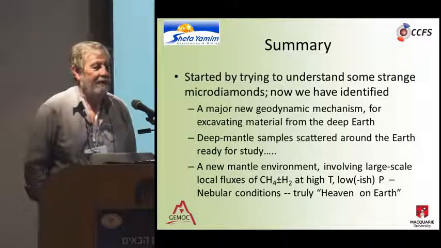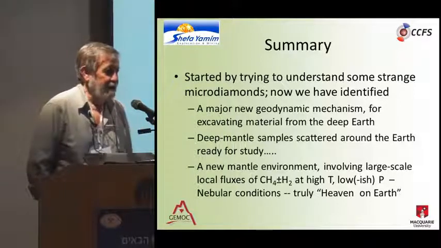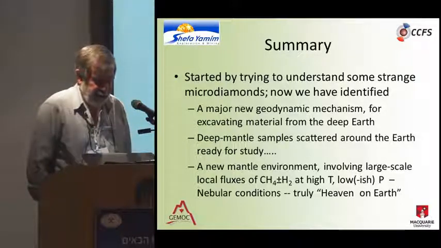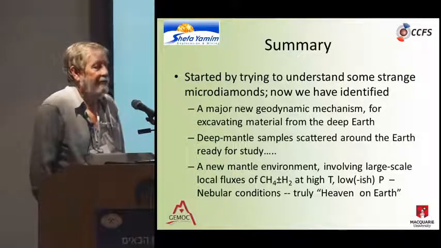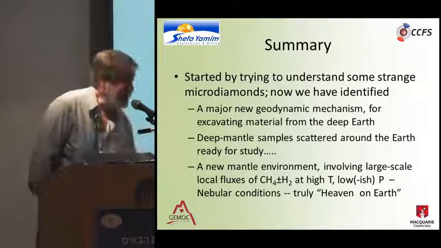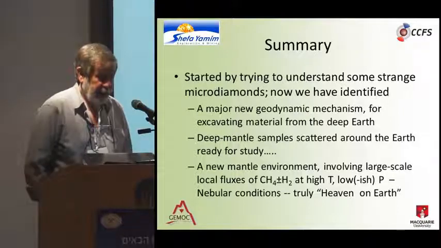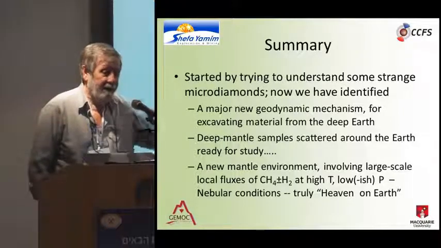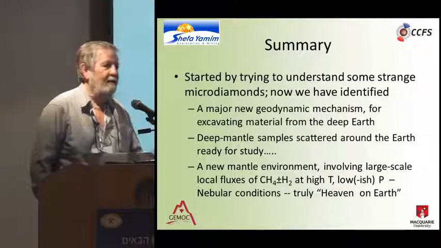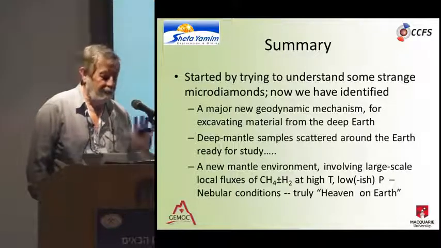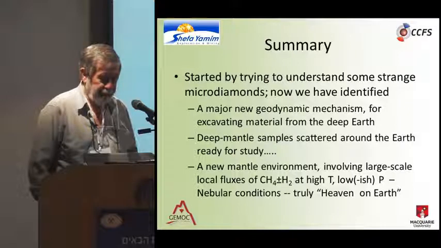So in summary, I'd just like to say that we started out trying to understand continental collision, and then we went to trying to understand some weird microdiamonds, and I think we've wound up identifying a major new geodynamic mechanism, namely how to get these things up out of the transition zone. And the farther we look abroad, the farther it seems that this is a common feature of hard collisions. Not soft ones, but where you get really hard collisions.